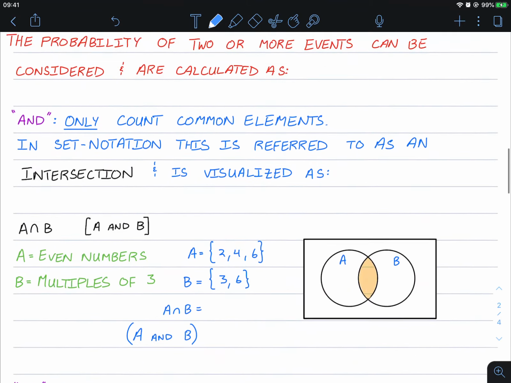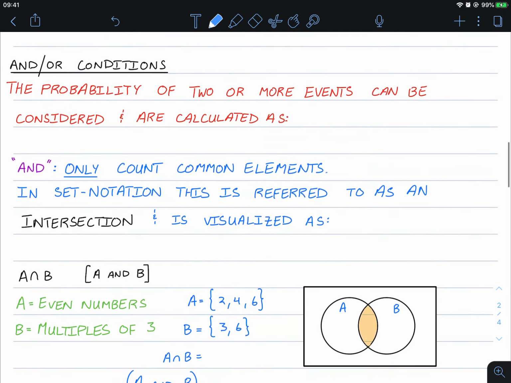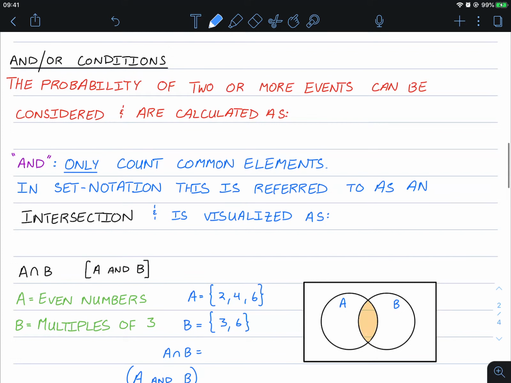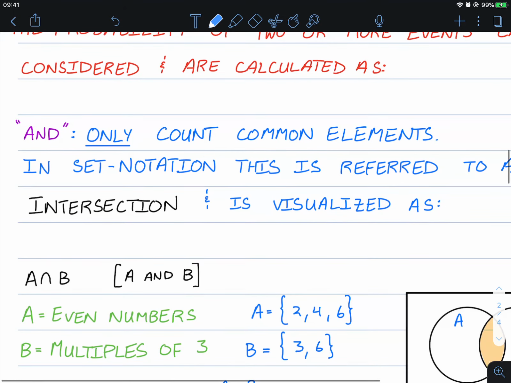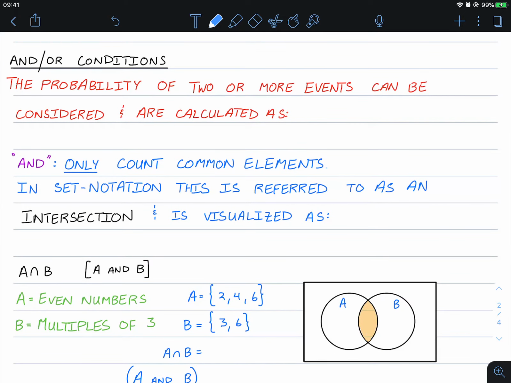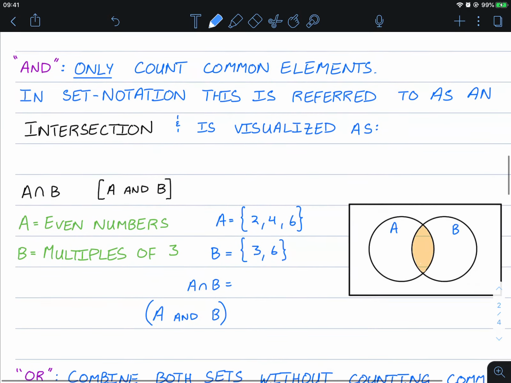Okay, so now let's do some calculations. And or conditions. The probability of 2 or more events can be considered and are calculated as follows. So when we read the word and, we only count common elements. In set notation, this is referred to as an intersection and is visualized as follows.